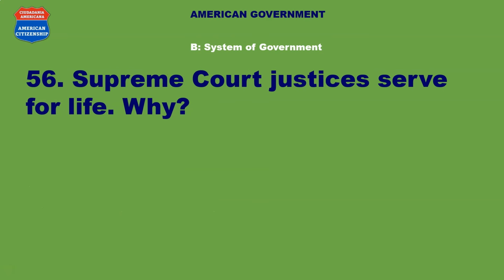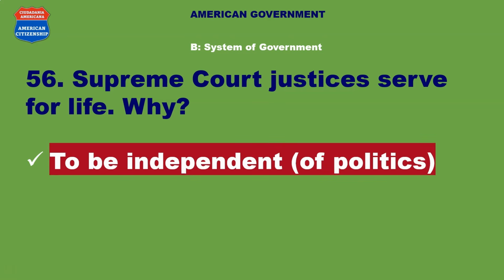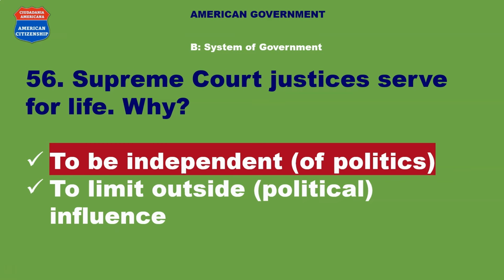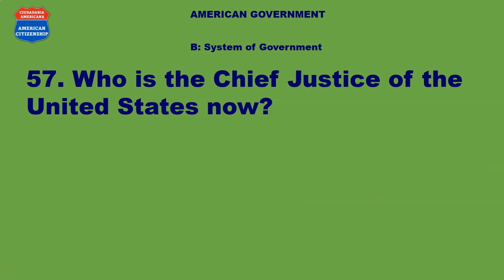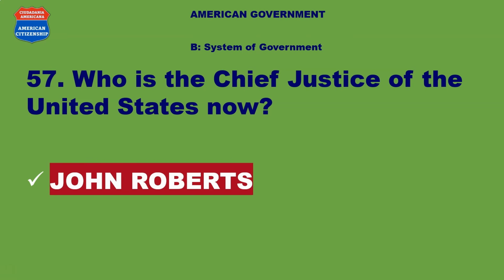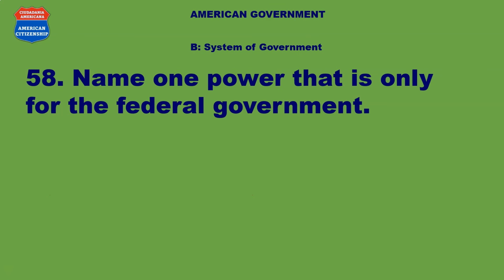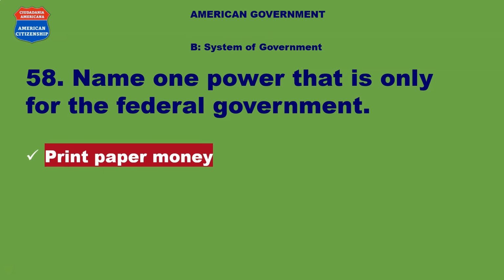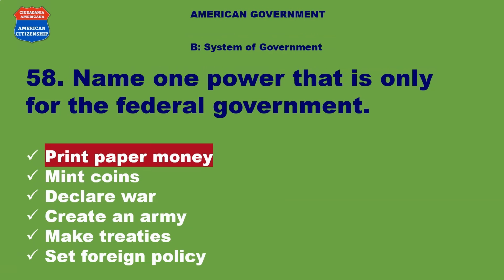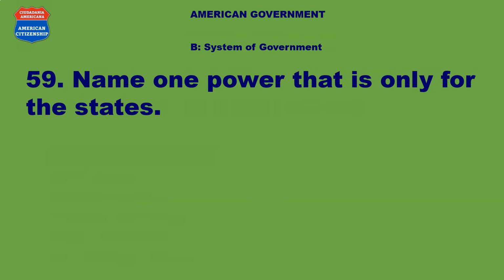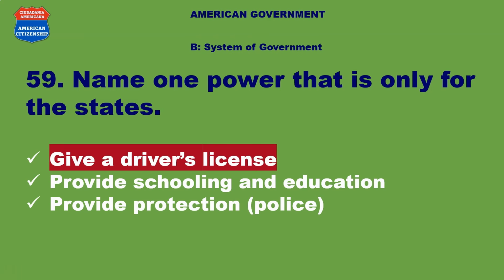Supreme Court justices serve for life. Why? To be independent of politics. Who is the Chief Justice of the United States now? John Roberts. Name one power that is only for the federal government. Print paper money. Name one power that is only for the states. Give a driver's license.